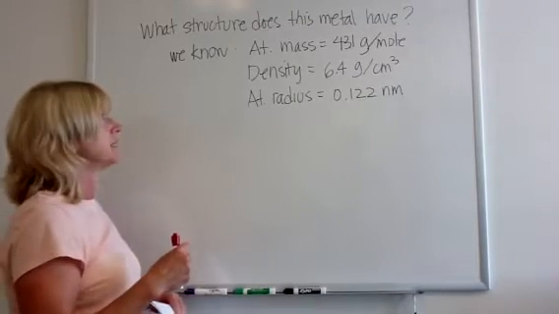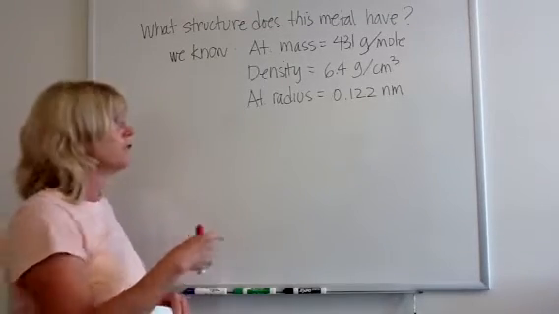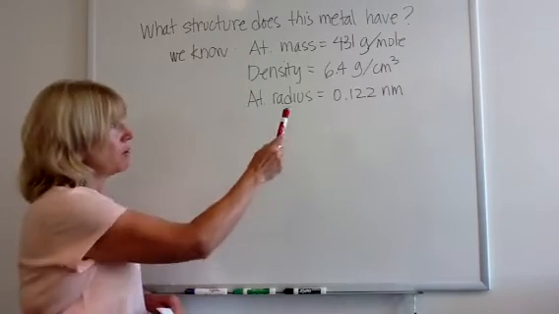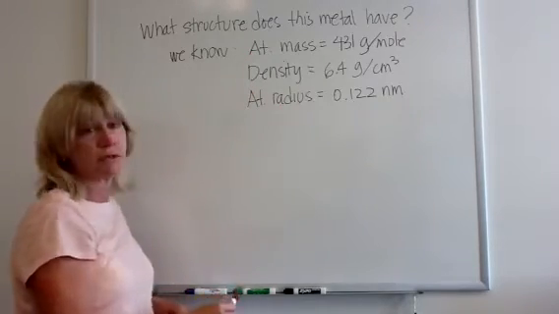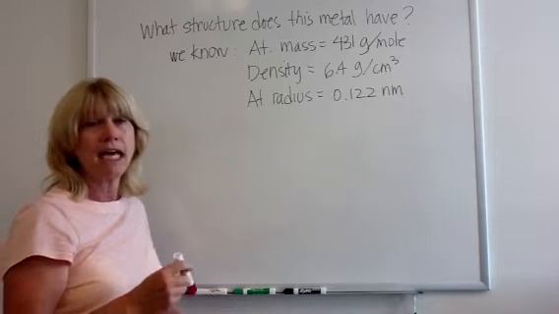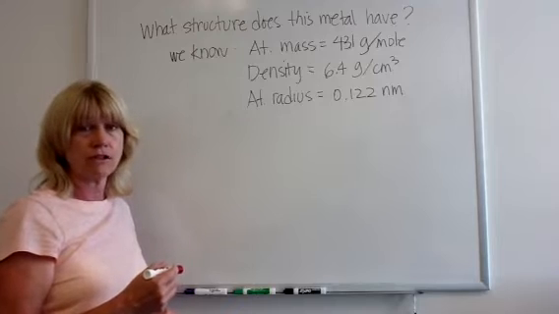Alright, you're given a sample of metal, and you know a few things about it. We know the atomic mass is 43.1 grams per mole, the density is 6.4 grams per centimeter cubed, the atomic radius is 0.122 nanometers, and you're asked to find what structure it is.